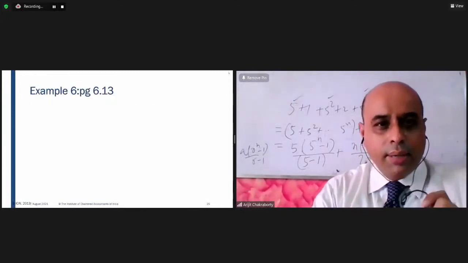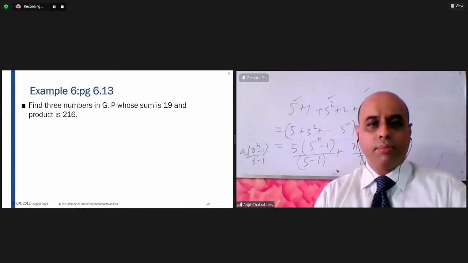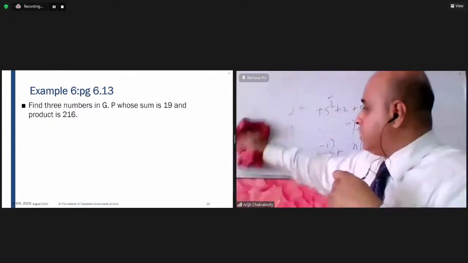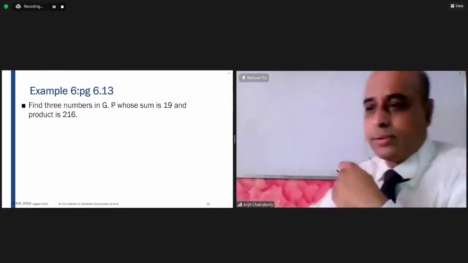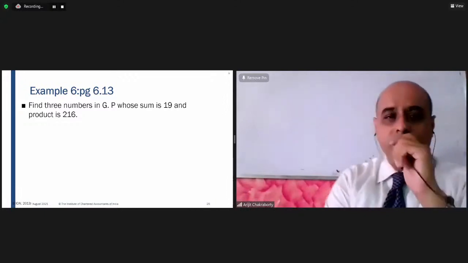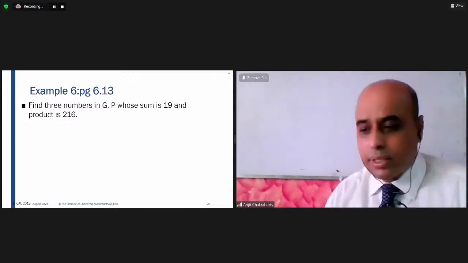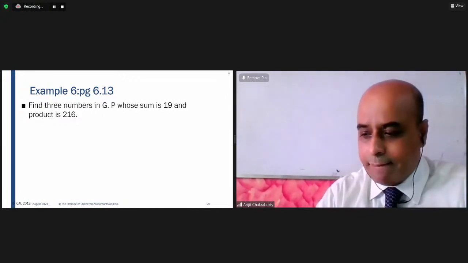Example 6, page 6.13: find three numbers in GP whose sum is 19 and product is 216. We will also take a number of exercise questions, but let us start with this. Already we have started with the solution to practical problems. Three numbers in GP whose sum is 19 and product is 216.